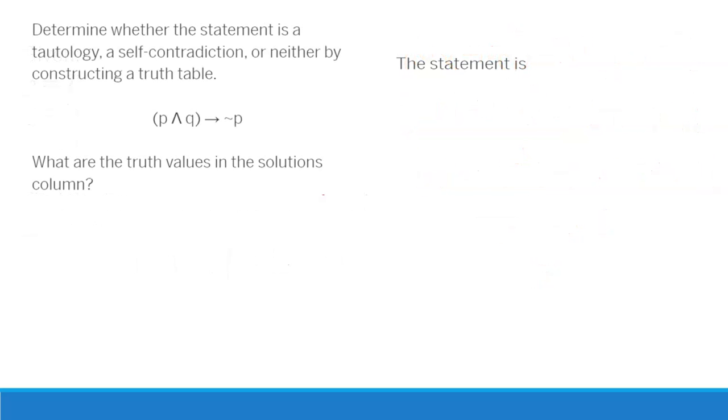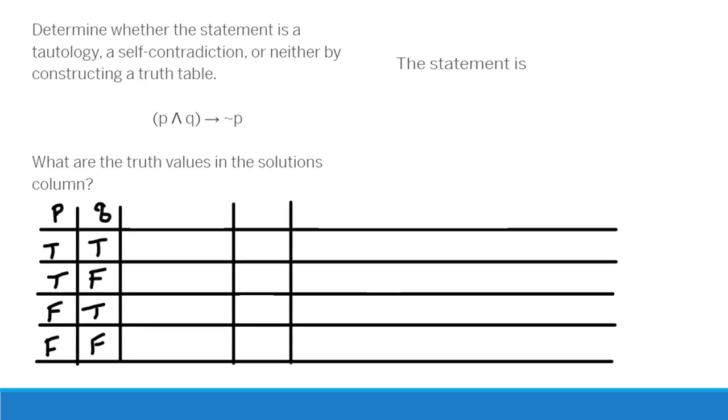Determine whether the statement is a tautology, a self-contradiction, or neither by constructing a truth table. What are the truth values in the solutions column, and which of those 3 things do we consider the statement? Pause the video and come up with a solution. So let's construct our truth table. We need to come up with some columns that we can use to build this statement. We'll need a column for P and Q. We'll need a column for not P, and then we'll need a column for our entire statement.